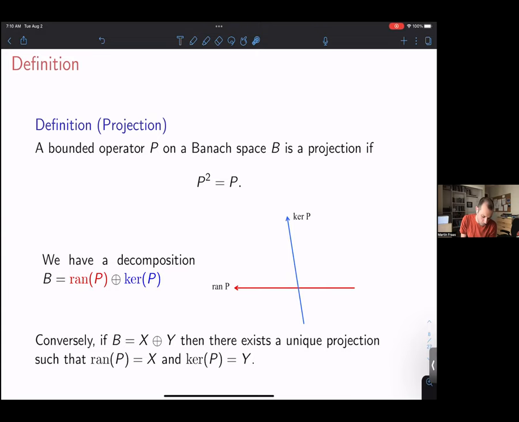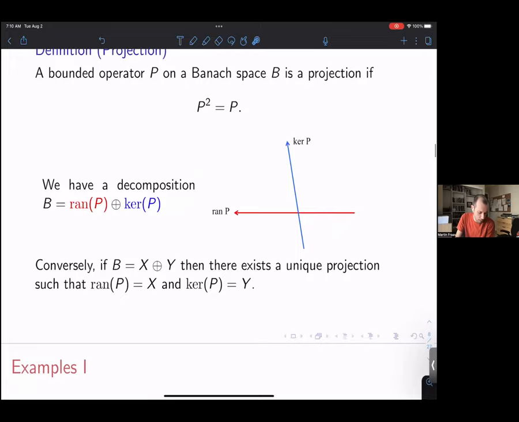And you can also go the other way around. If you have a decomposition of a Banach space as a direct sum of two subspaces, then there exists a unique projection such that the range of this projection is one of these subspaces, and the kernel is the other. If this decomposition is continuous, then this projection is going to be bounded, and I will only talk about that case. So there is a one-to-one correspondence between this geometric picture of decomposition of space into subspaces and projections. That's a projection, and I will now follow with lots of examples of projections.